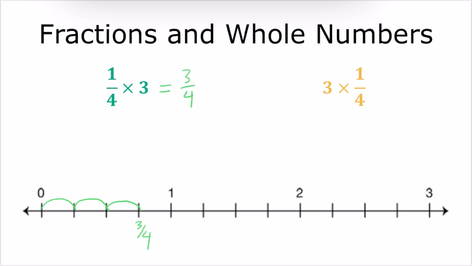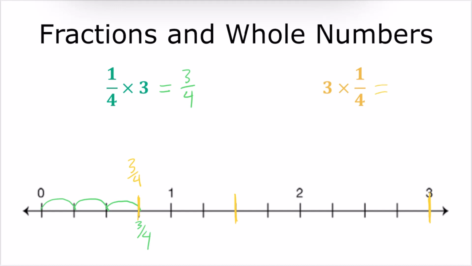Now, if we were to do 3 times 1/4, what that means is that we have 1/4 of a group of 3. So we would say, okay, well, here's 3. And we don't have a whole group of 3. Instead, we have a fourth of a group of 3. So one way I could figure this out is I could split 3 in half, which would be 1.5 right here. And then if I split that in half, that would equal 3/4, which makes sense because multiplication is commutative, meaning we can switch the order.